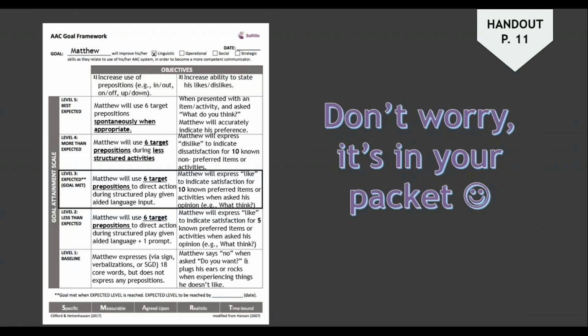We're going to walk through writing one of these 2 objectives. In your handout, you have a completed form for linguistic competency. So don't worry about getting every word down. This is really more about the process and the thinking through. So you already have this fully completed on page 11 of your handout.